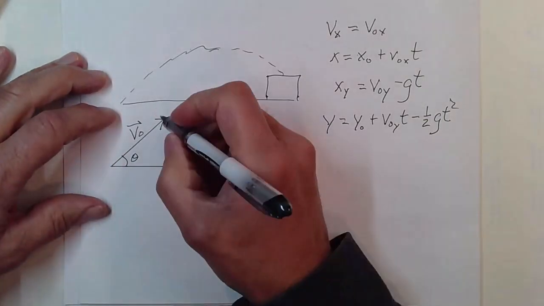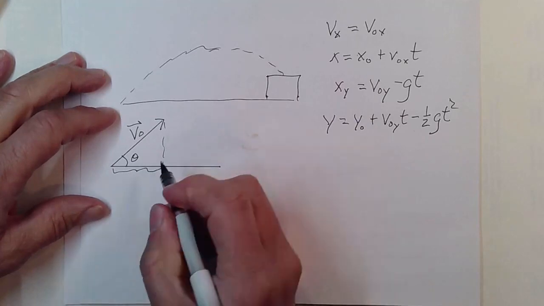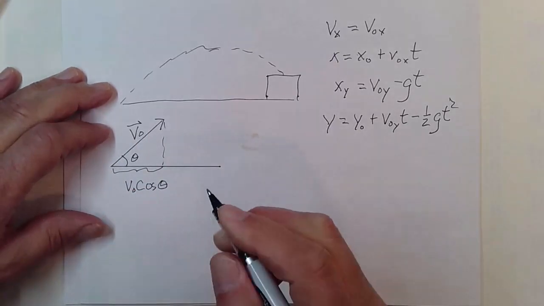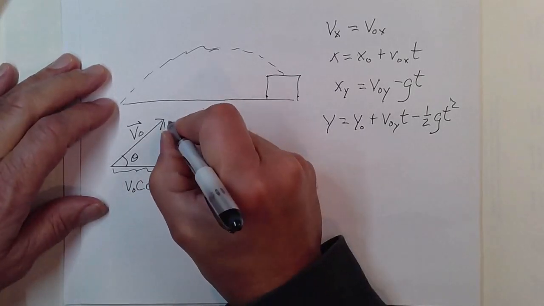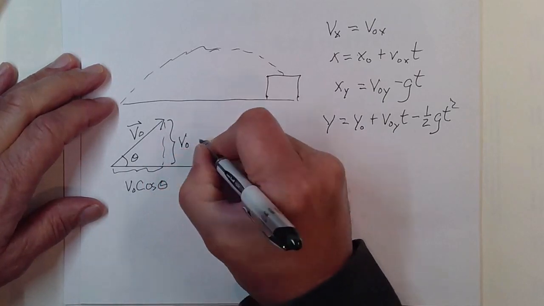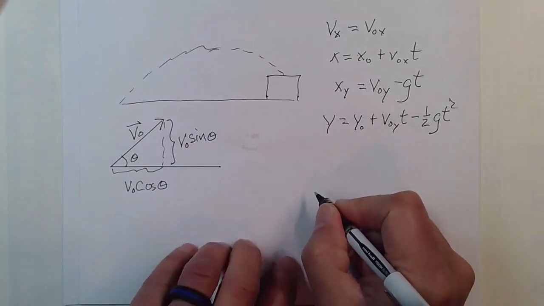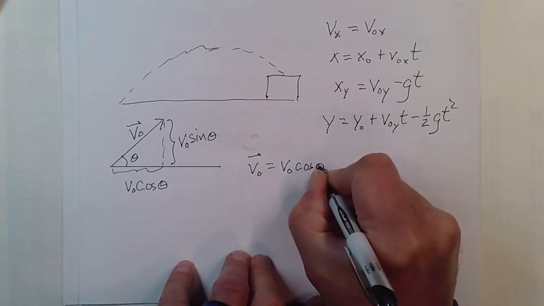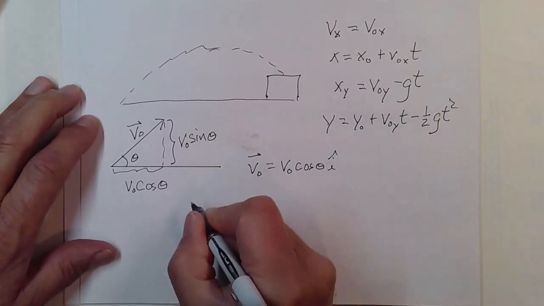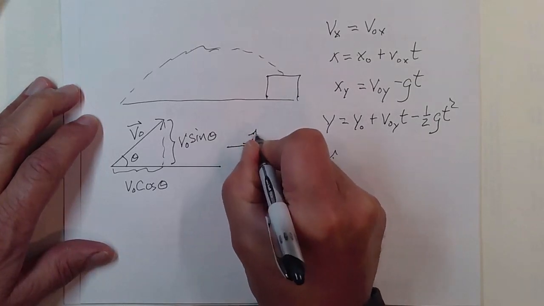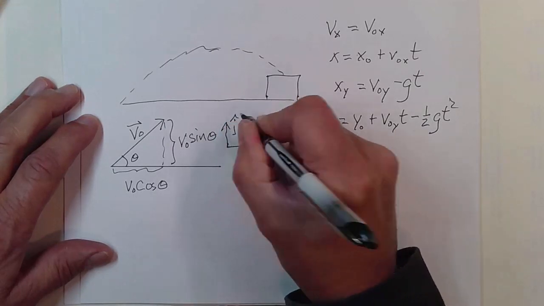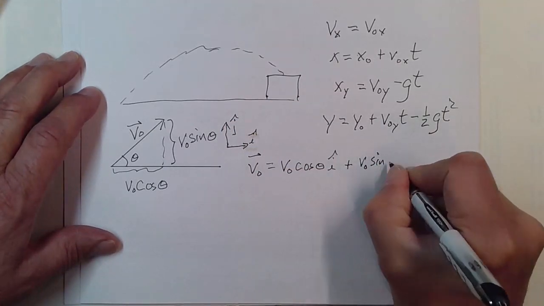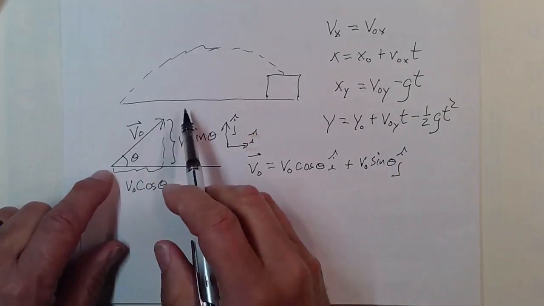But in this case, if you play around with this, you find out that the horizontal component is going to be v naught, the magnitude of this vector, times the cosine of theta. Fiddle around with the trigonometry and convince yourself of this. And then the vertical component is going to be v naught sine theta. And so v naught as a vector is going to equal v naught cosine theta in the i hat direction. I just made an assumption here that the i hat direction is horizontal, and I'm going to have the j hat vector point straight up. So it'll be v naught cosine theta in the i hat direction plus v naught sine theta in the j hat direction. That's for something that's launched upward.